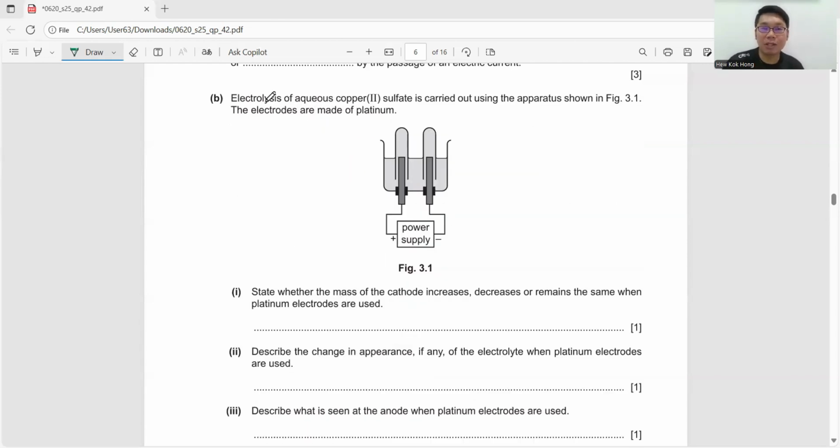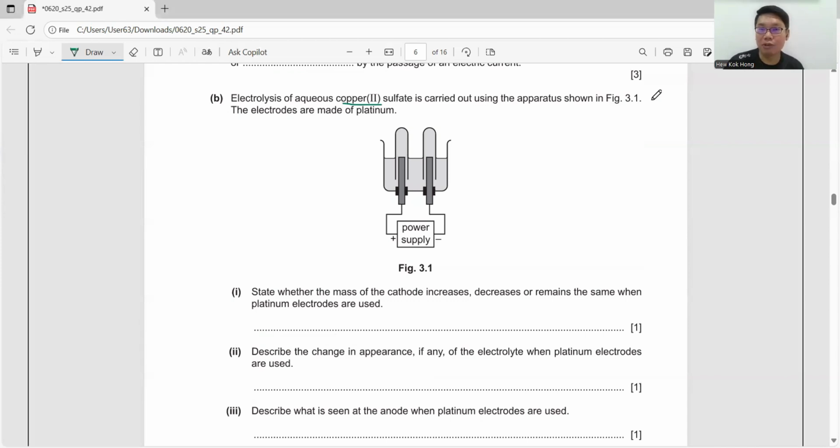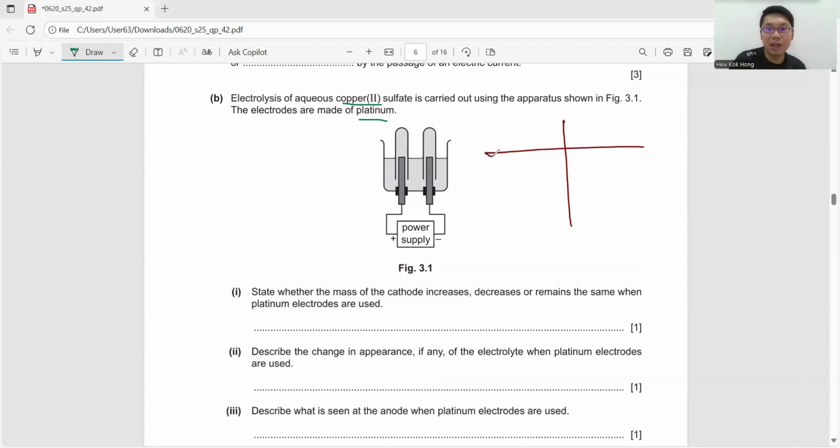Part B, electrolysis of aqueous copper sulfate is carried out using apparatus shown in this figure. The electrodes are made from platinum. Platinum and graphite are all inert electrodes, meaning they won't be involved in the reaction. State whether the mass of cathode increases, decreases, or remains unchanged. So every time we see this question, I will list down cathode, anode.